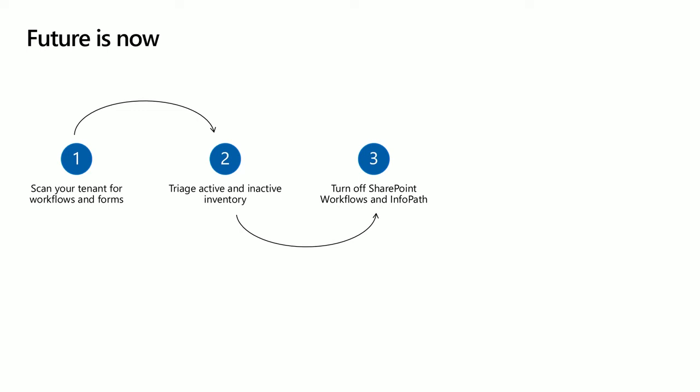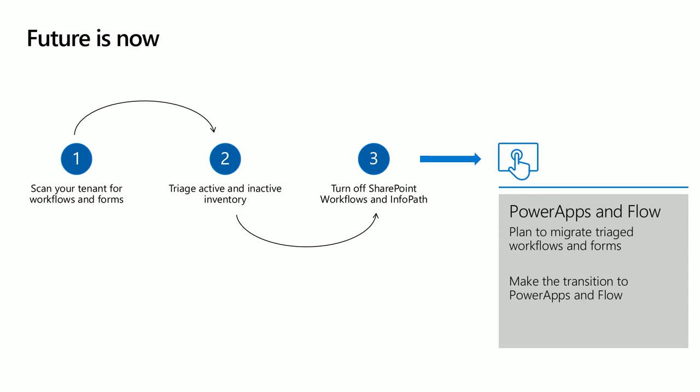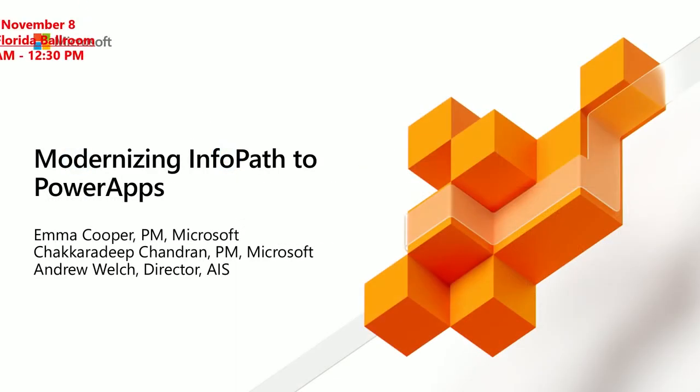And then finally, see the option of whether you can turn off SharePoint workflows and InfoPath in your tenant. We have talked to many customers. They have actually turned off, and we see this from time to time from big enterprises. So you're not alone. This has been going through several enterprises as well. And then finally, look at how to plan the migration and make the transition. So these would be the simple steps to look at how to approach this today. Of course, it's not simple enough.